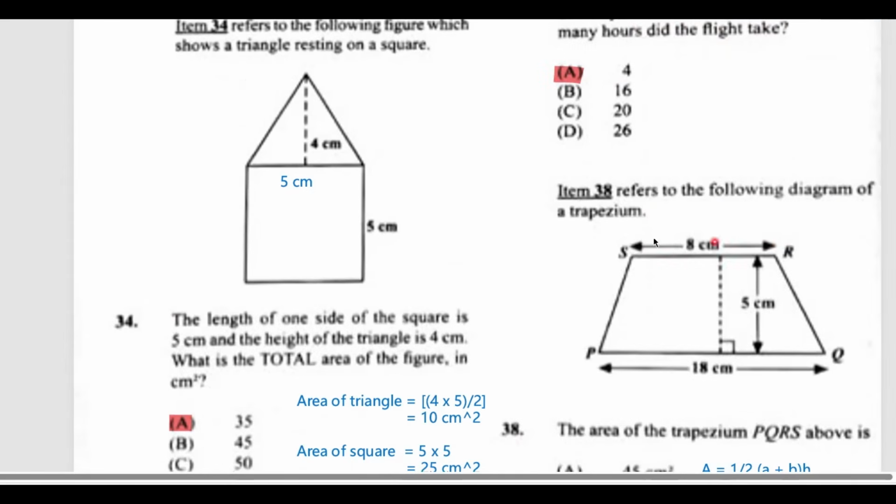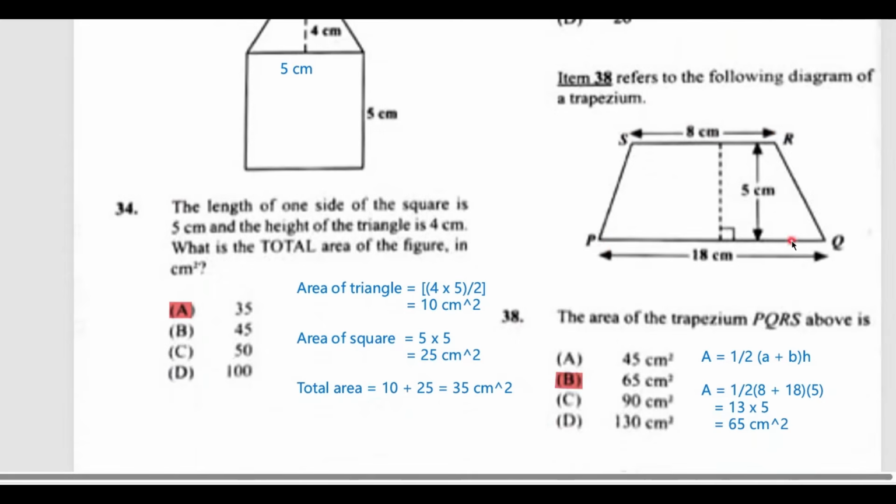38, refer the following diagram, a trapezium, area of a trapezium, straightforward. We only form a half A plus B by height. That's half of what? 8 plus 18. Your height is 5. 8 add 18, that'd be 26. And half of 26 is 13. Then 13 by 5, that's 65 cm squared. That's B.